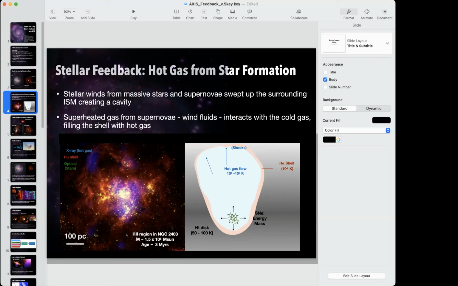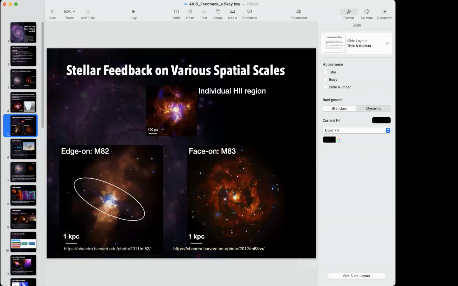Left, this one is the brightest H II region of the nearby face-on galaxy NGC 243, and you can see the star clusters in the middle, then the edge H-alpha shell appears in the red, and hot gas in blue is filled in this H II region. So this is one example of feedback on small scale, but feedback can be seen on various spatial scales. So starting in the top image, an H II region has a physical scale of a few times 10 parsec to several 100 parsec.